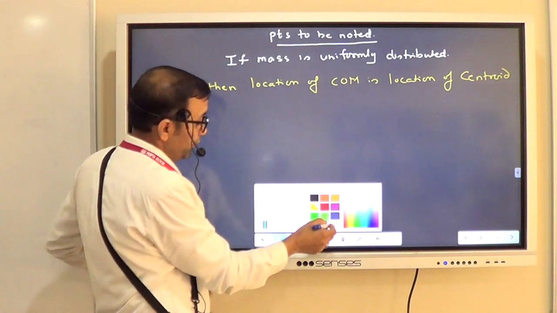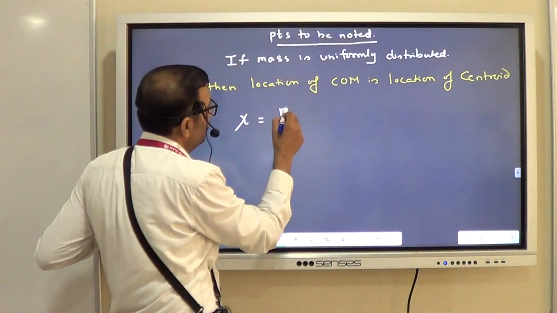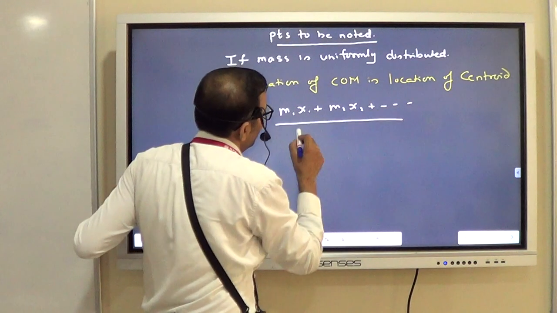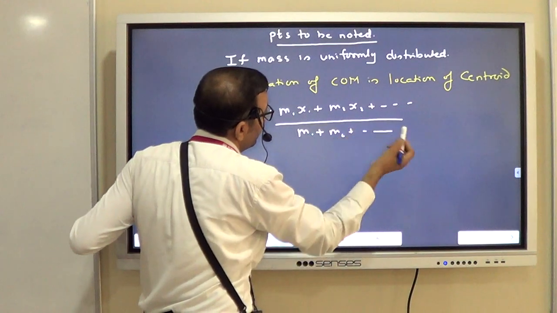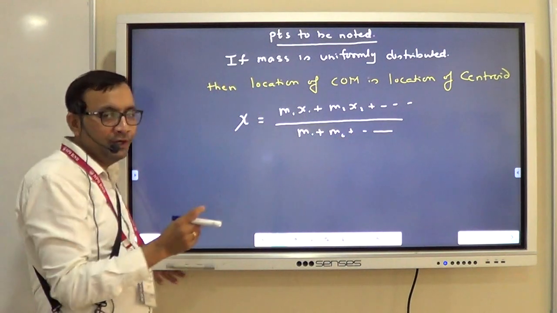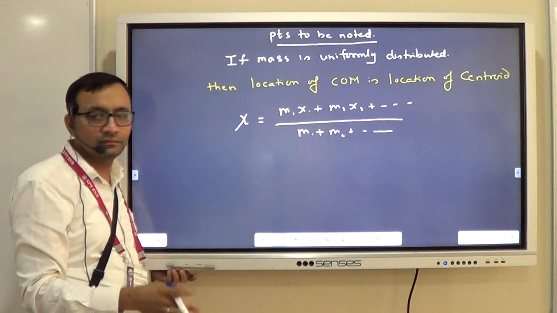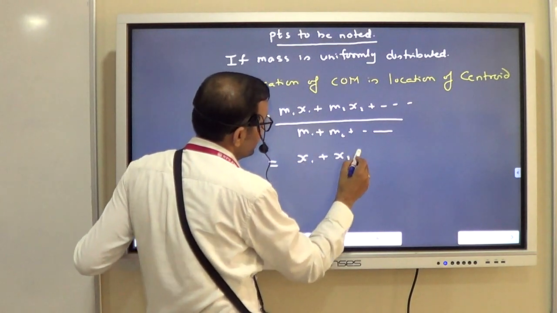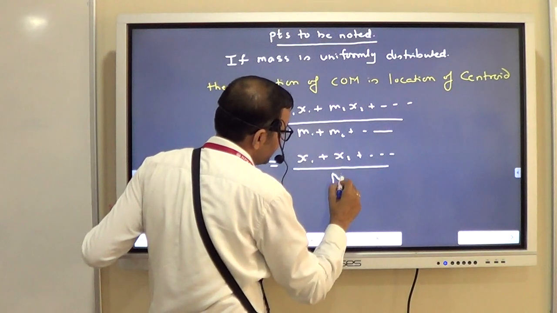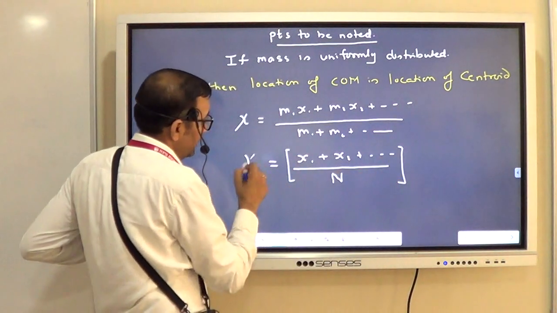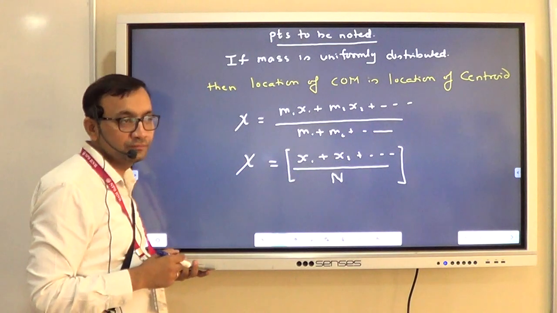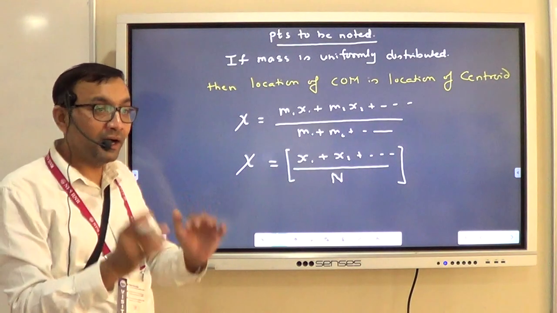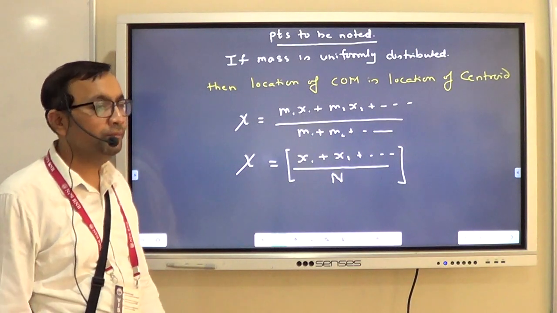How does it come? You can see that x is equal to m1 x1 divided by m1 plus m2 and so on. If mass is uniformly distributed, all the point masses will be of the same mass. Isn't it? So the x coordinate will come out to be x1 plus x2 and so on divided by the total number of particles, n. And this is the coordinate of the centroid only. So naturally it comes out to be like that, if mass is uniformly distributed.